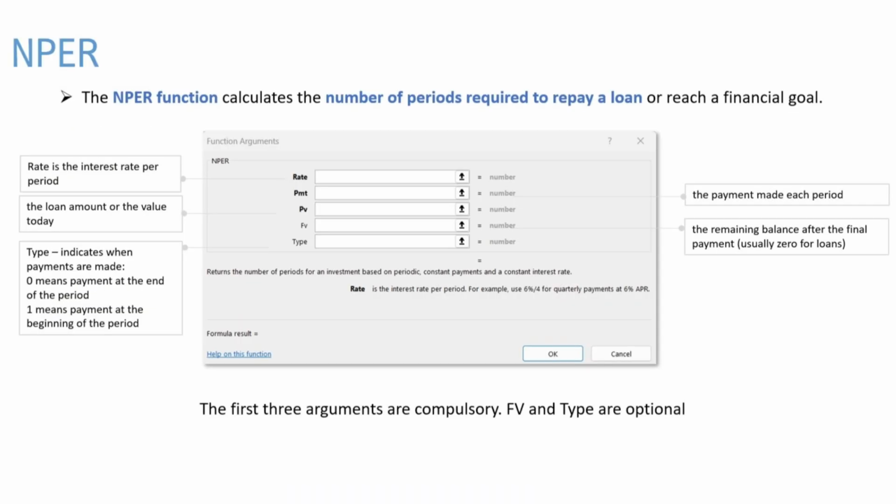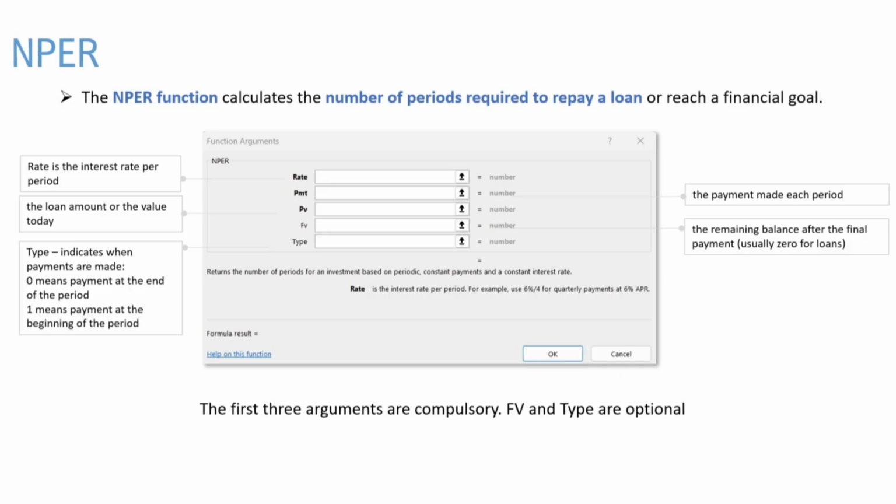Now let's see how we can calculate the number of EMIs or number of payments. The NPER function calculates the number of periods required to repay a loan or reach a financial goal. The syntax is NPER, and then in brackets, you enter the rate, which is the interest rate per period. Payment is the amount paid each period. The present value is the loan or the investment amount. Future value is the desired ending balance. And type again indicates whether the payment happens at the beginning or end of the period.